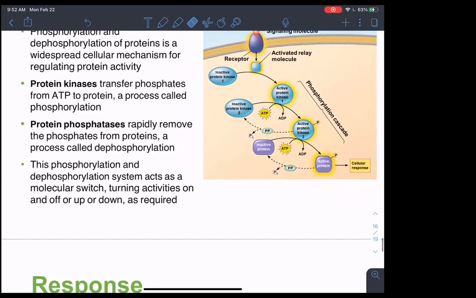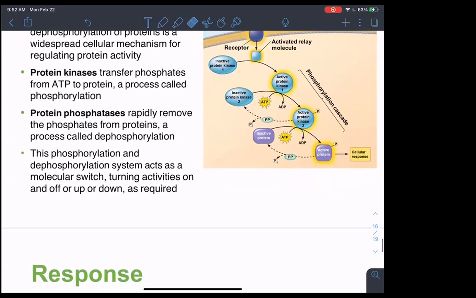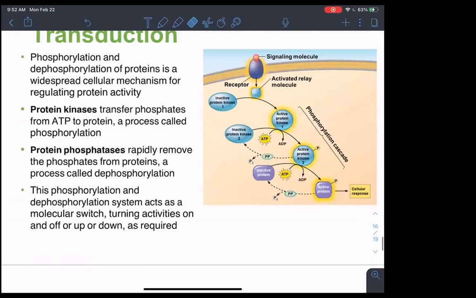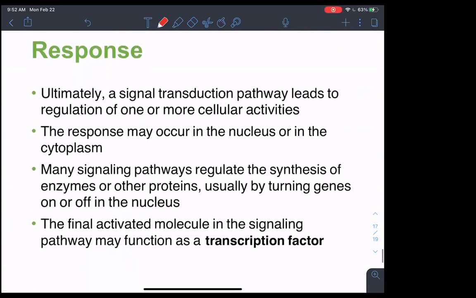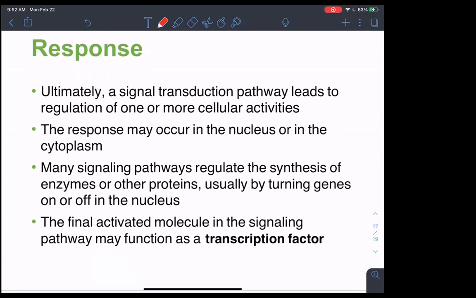This phosphorylation and dephosphorylation system acts as a molecular switch to turn and activate things either off or on, up or down, whatever is required. And this is just an image. You don't need to know this image here. You don't need to know that. But it's just an example of how adding phosphates activates certain proteins. Taking phosphate groups off deactivates proteins, that kind of thing. And sometimes it can be in reverse. Taking a phosphate group off can, in some cases, activate things. But most often it's when a phosphate group is added that it's activated.